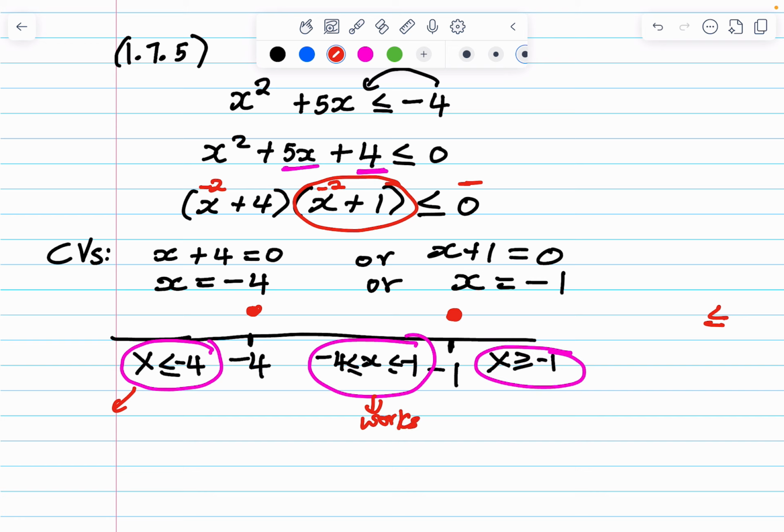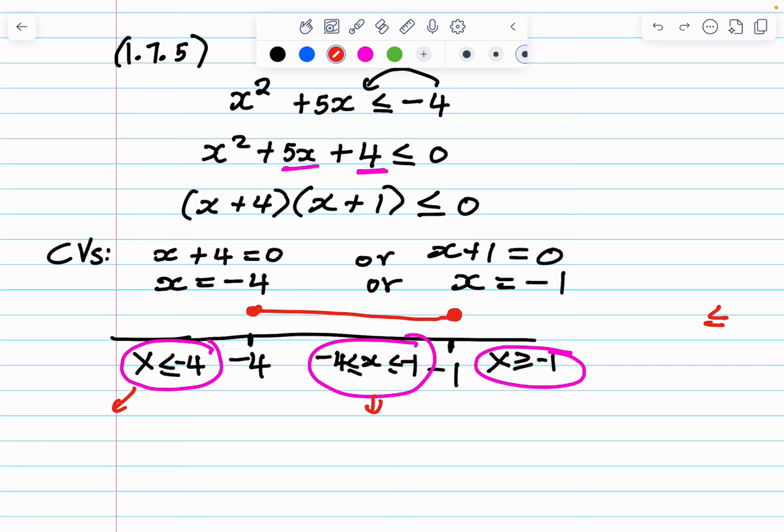Now let's check region 3. We check all the regions. In region 3, I'm going to pick any number that is bigger than minus 1. So for example, I can take a 0. A 0 here and a 0 there. I get a positive and a positive, which does not give me a negative. Remember, here I'm looking for less than 0. Less than 0 is negative. So the only region that works in this case is region 2.